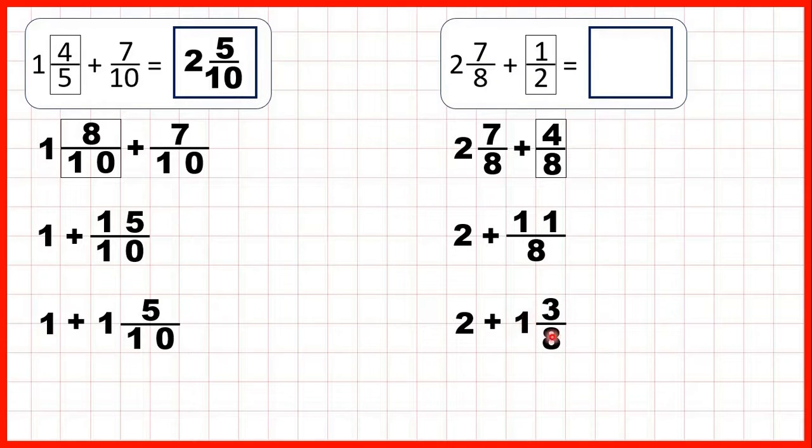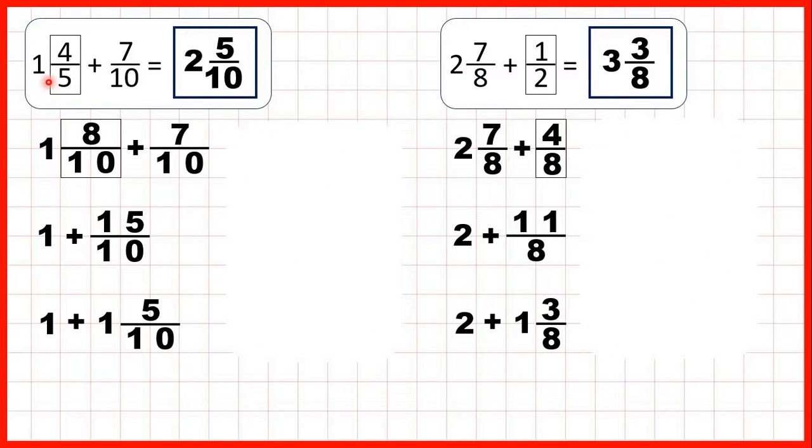That's 1 and 3/8, because 11 divided by 8 is 1 remainder 3, or 1 times 8 is 8, then we need 3 more to get to 11. So now 2 plus 1 is 3, the 3/8 stays the same, so our answer is 3 and 3/8. So let's think about what we did here.